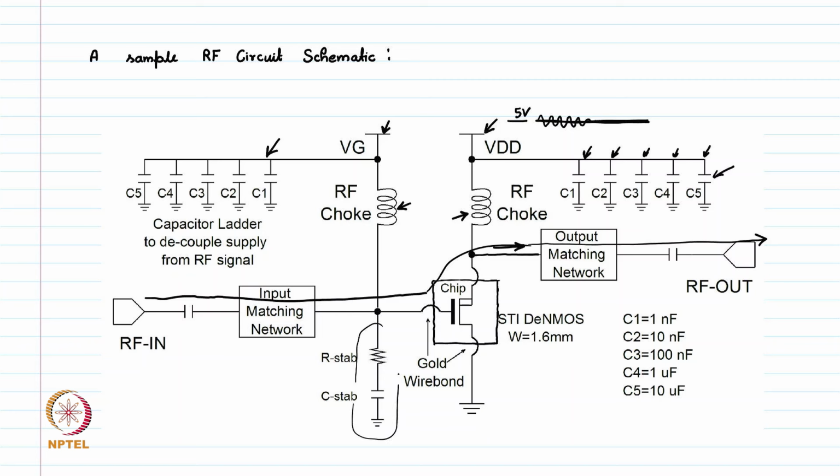At the gate we also use a stability network, which is resistance and capacitance. And these lines from the drain and from the gate, the input to the gate, these are RF traces and need to be designed carefully. This schematic was designed for 1 gigahertz frequency. Let's see how the PCB looks for this particular circuit.